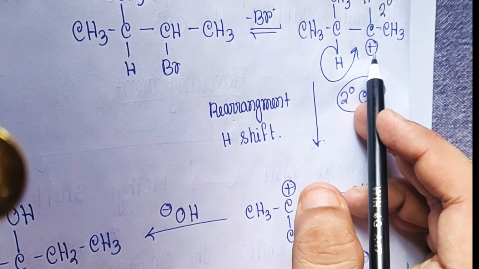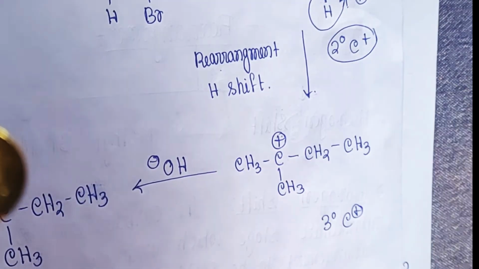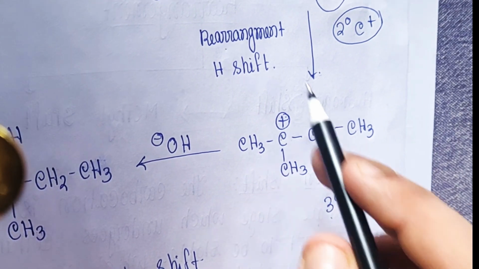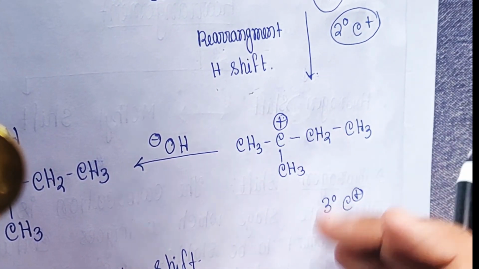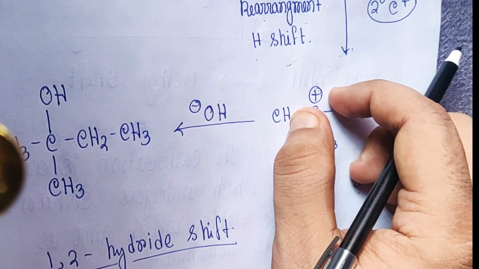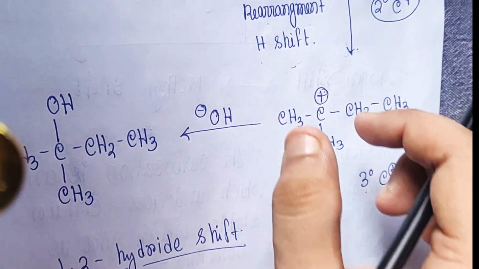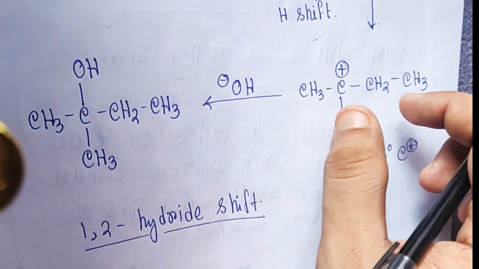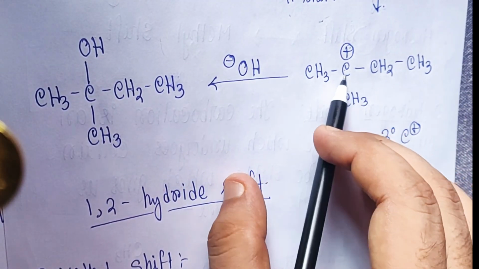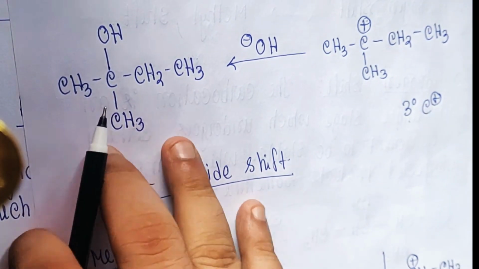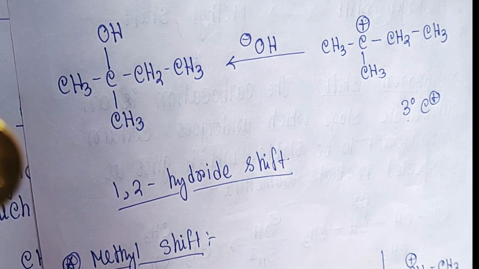This hydrogen is getting shifted. Why? Because then it would form a 3-degree carbocation, as you can see. So rearrangement via hydrogen shift is happening here. This carbocation being more stable than 2 degree, we expect this thing to happen. After that OH minus reacts with it and gets attached to it. So that's how we get this type of products.